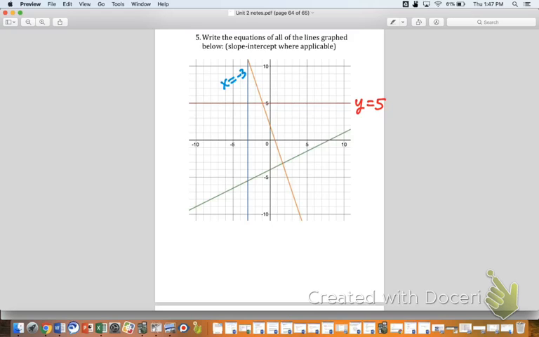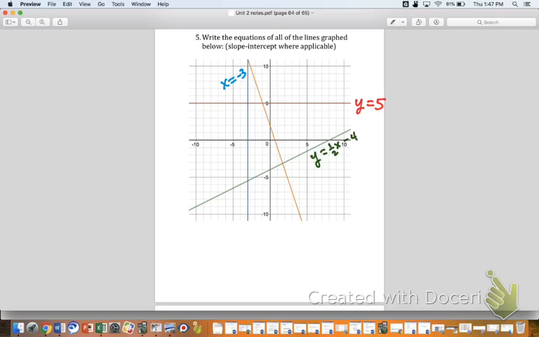Okay. How about the green line? Joe, what do you think about the green line? Y equals 2/4x, or actually, you could do y equals 1/2 x minus 4. 1/2 x minus 4. What do you guys think? Agree on that? Yes? Good? Any questions on the green line?